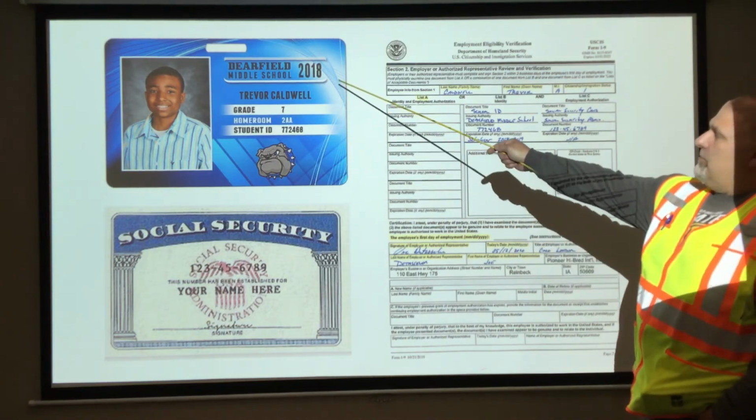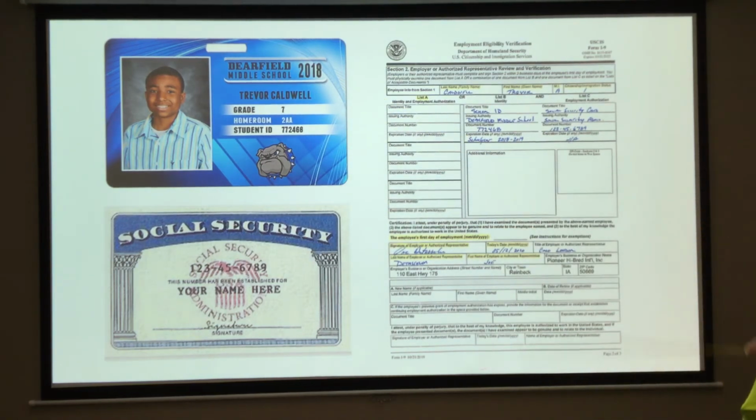I would just use the school year. In this case, it's 2018-2019 school year. Okay. He provided a Social Security card. Again, write in Social Security card, Social Security Administration. Document number, NA for the expiration date.